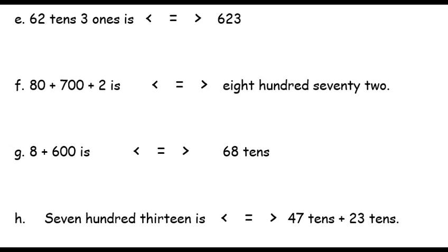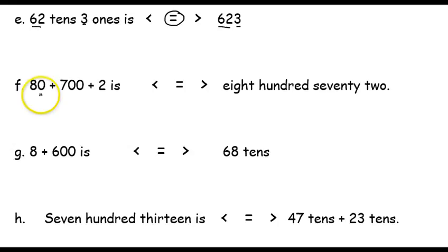And we'll finish off the lesson using symbols to compare our numbers. In the first problem, I have 62 tens and 3 ones. I'm comparing that to 623. Well, 623 is the same as 62 tens and 3 ones, so the two numbers are equal. They both have the same number of tens and ones.